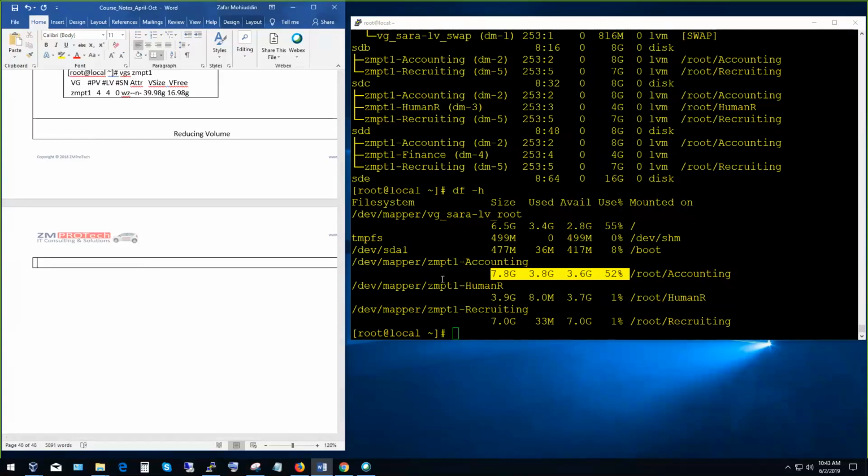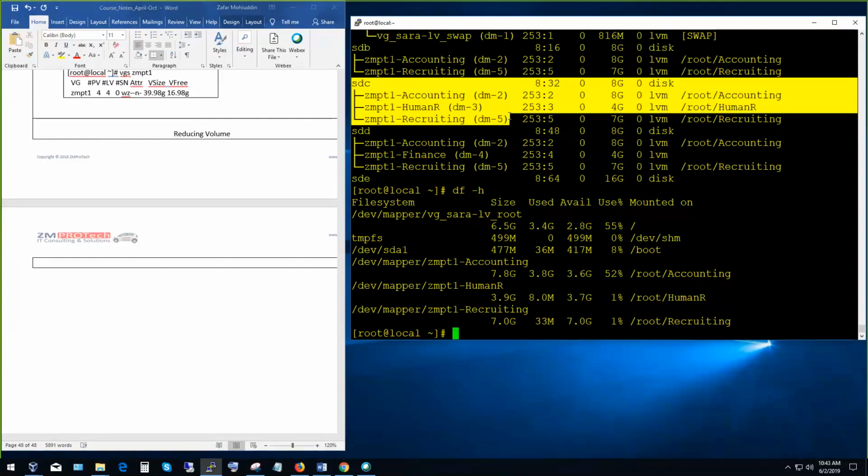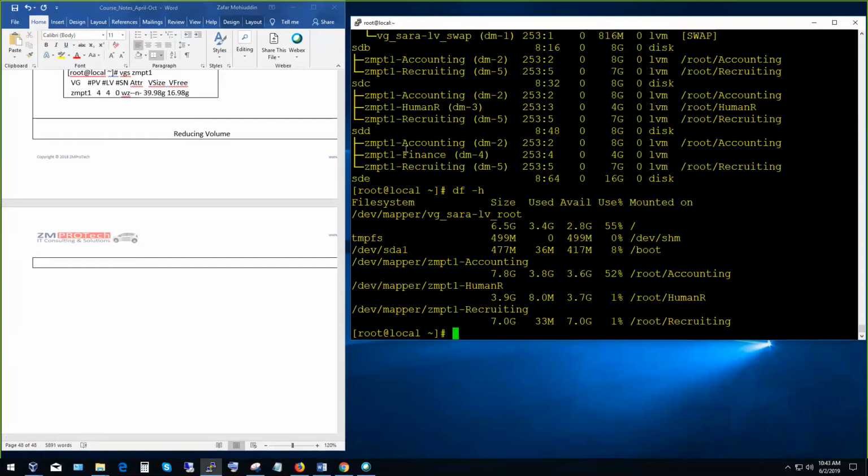Okay, now that we have this here, what we're going to do is we find out SDC is a mess. So we can't simply remove SDC and just hope SDE will take it over. But you have to use the pvmove command. Okay. All right. So how are we going to do that?